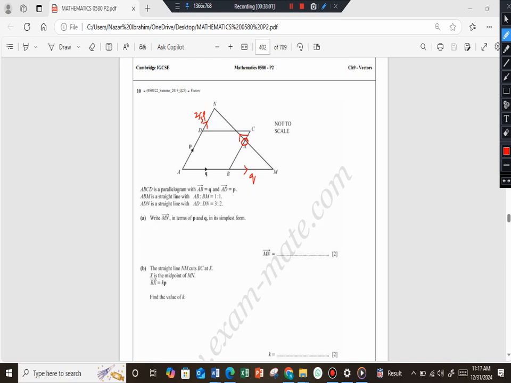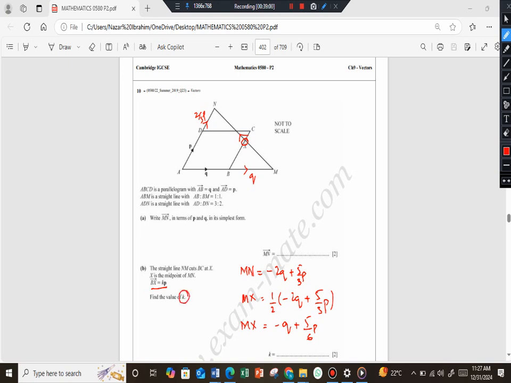Since we found out that MN was equal to minus 2q plus 5 upon 3p, right? So MX will be half of this whole part. Solving this, minus 1 upon 2 into minus 2q gives minus q, right? Plus 5 upon 6p, right? Now the question was BX is equal to kp, and we need the value of k.